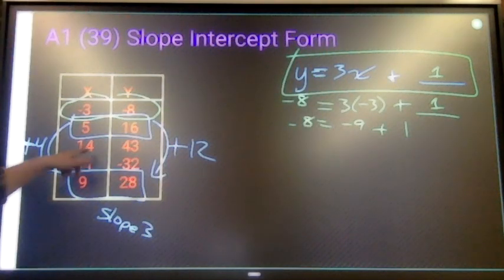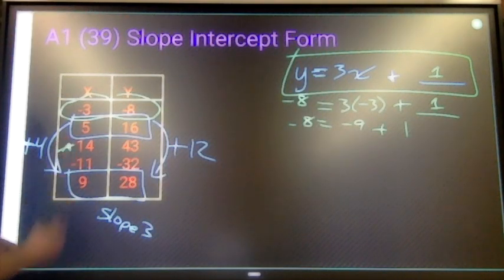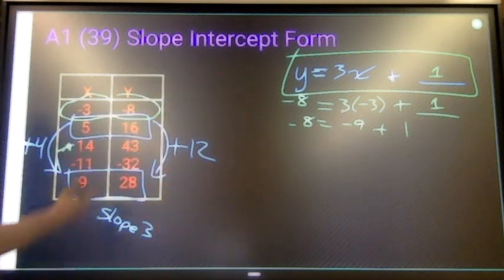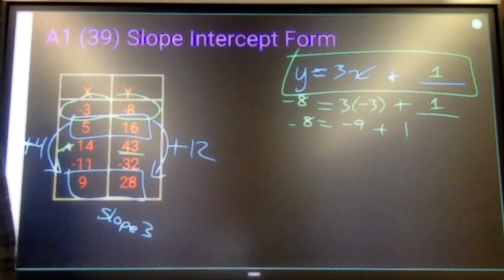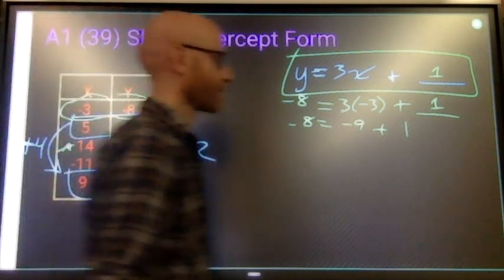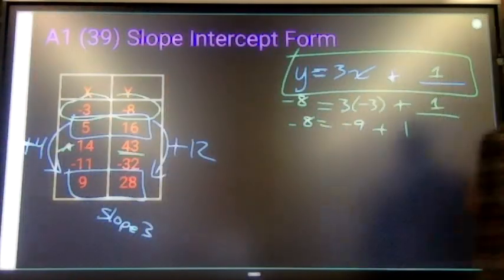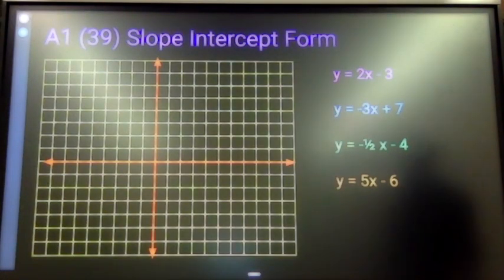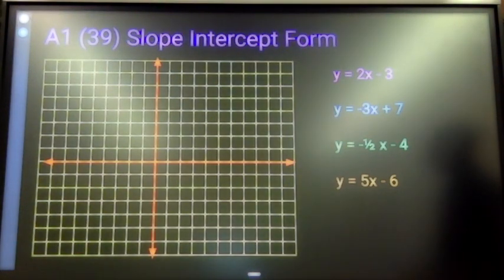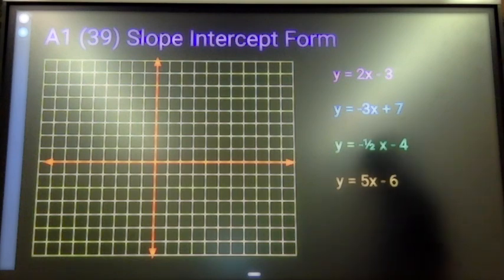Double check with this big number. 14. 3 times 14 is 42. 42 plus 1 is 43. Just like we want it to be. So that is writing equations in slope-intercept form. Now, graphing equations in slope-intercept form. Making tables from slope-intercept form. A lot of stuff becomes easy when you have an equation in slope-intercept form.